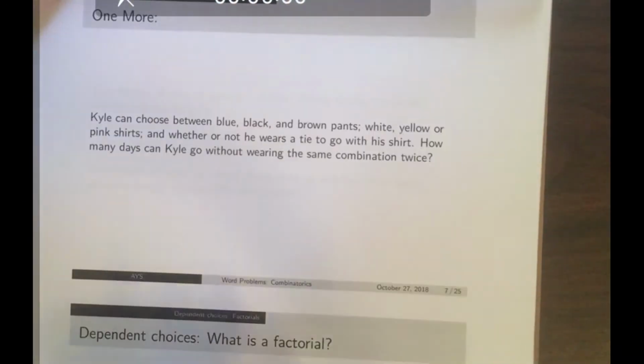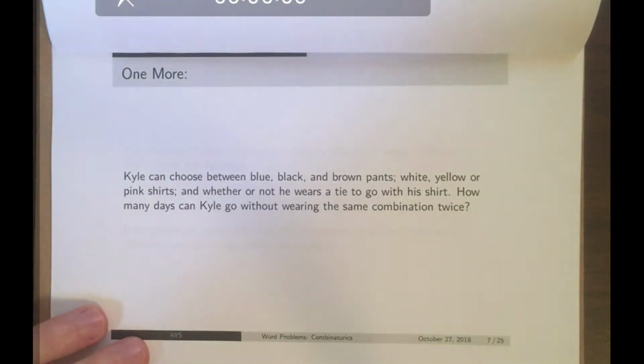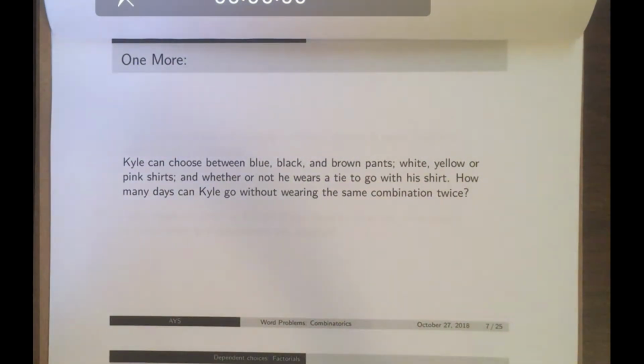Okay, this one is for you guys to solve. Go ahead and take a second. And once you have an answer, you can go ahead and push play. And inshallah, watch my solution.